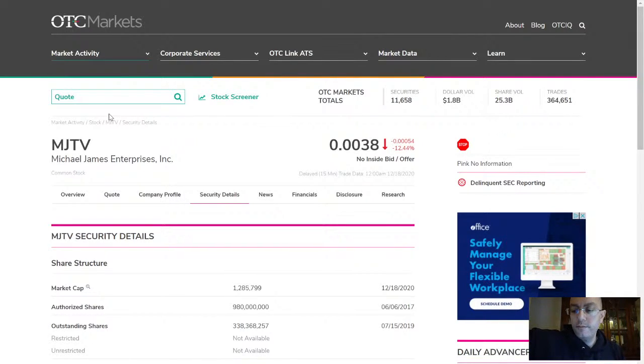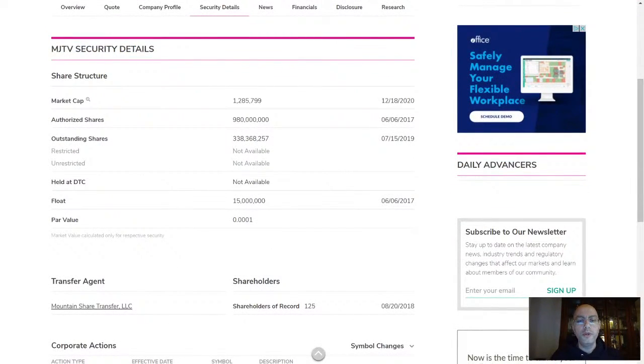Okay, now for instance, right here we have 338 million shares outstanding. Okay, and 15 million float. Again, 2017, 2019. You need to validate those numbers before you actually say it's good to go or what have you. But that's what the share structure actually means.